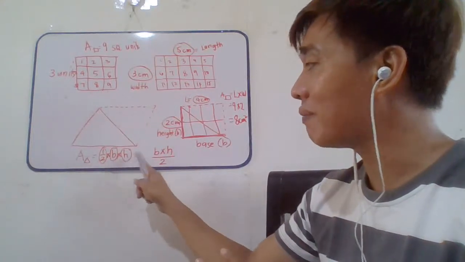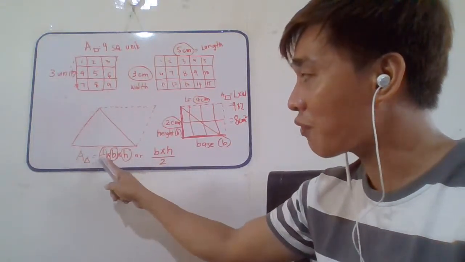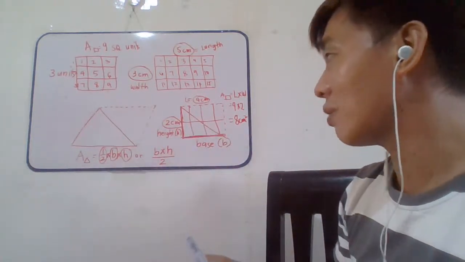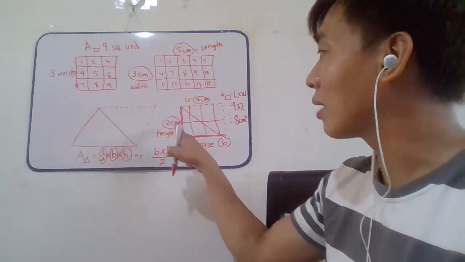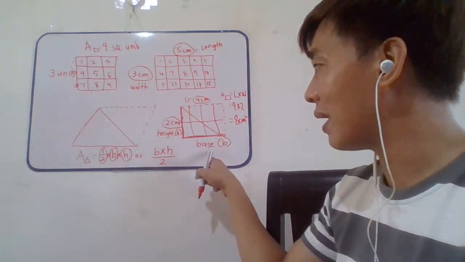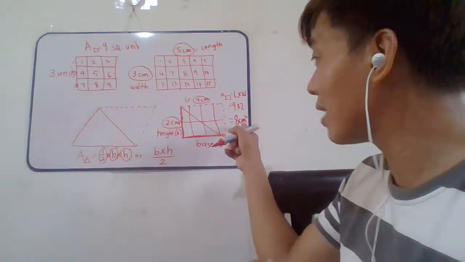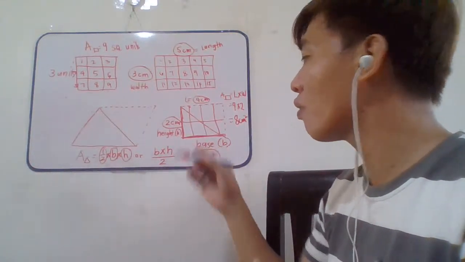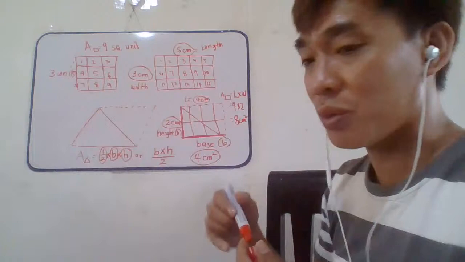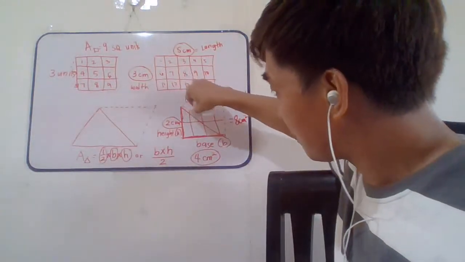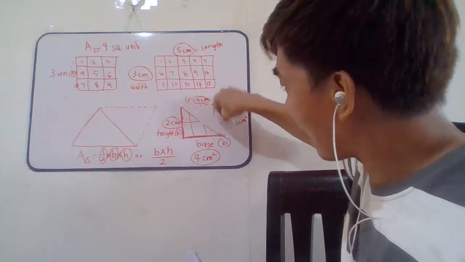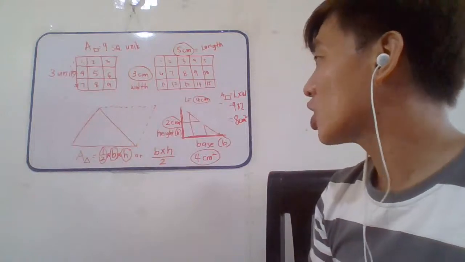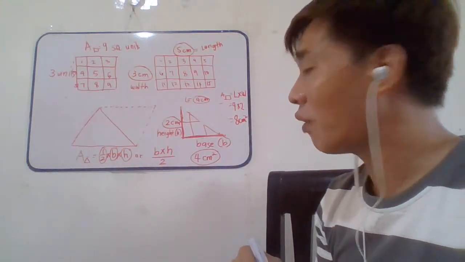So, 1/2 of the base times height, 1/2 of the product of the base and height. So our triangle here actually has the area of 2 times 4, which is the base, equal to 8. Then you divide it by 2, so that is equal to 4 centimeters squared or 4 square units. I am only referring to that portion, and that is half of this 8. That's how to get the area of the triangle.